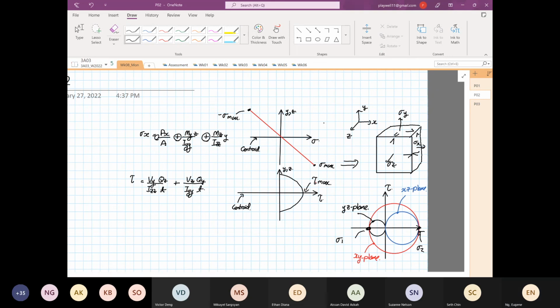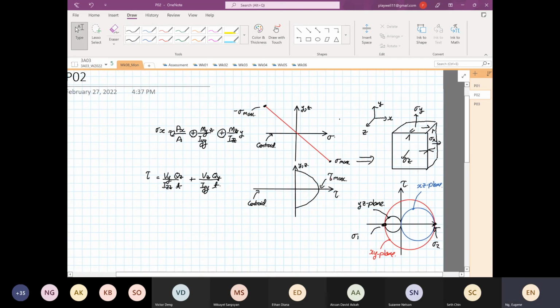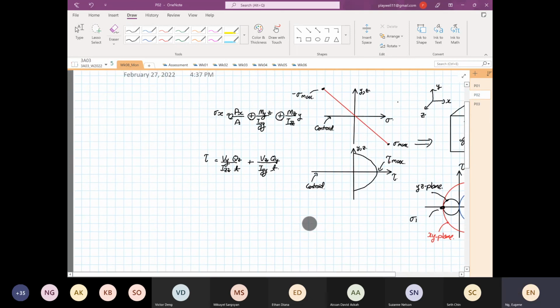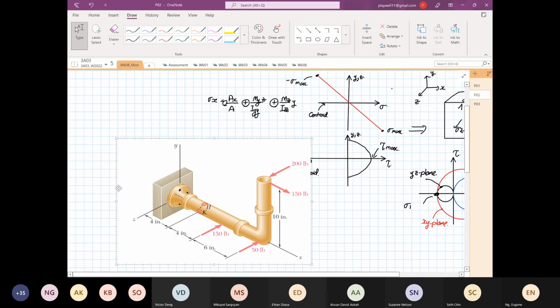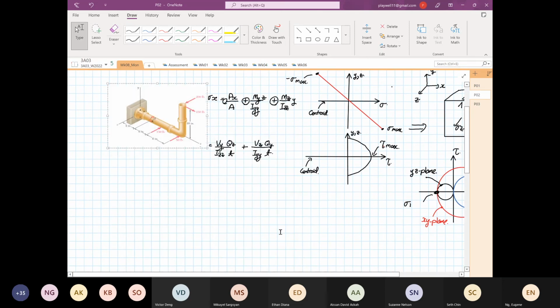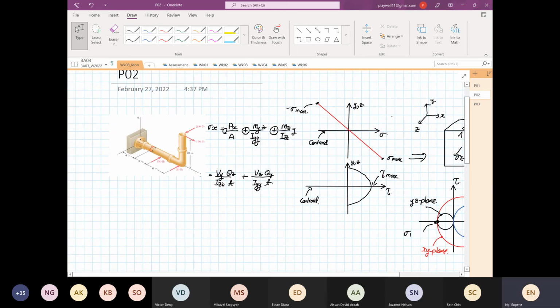Now, that is the after. There is something before. So what is this before? The thing before is this. This is what you see in real life. In real life, you are given a structure like this.